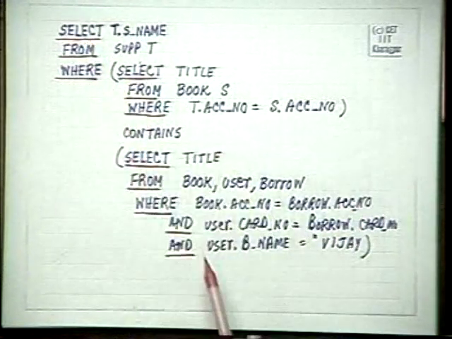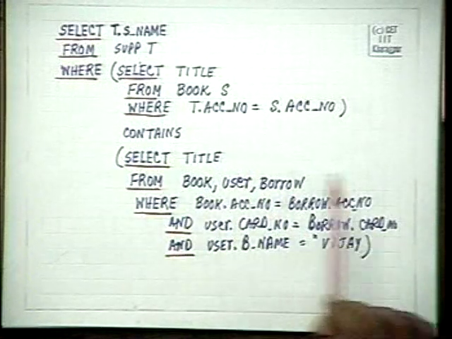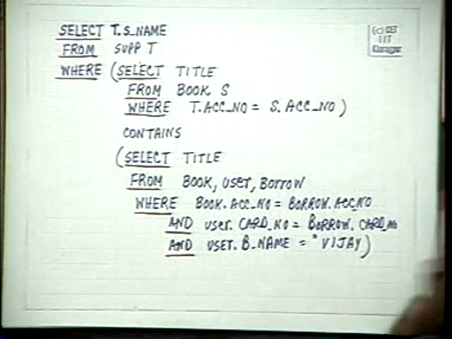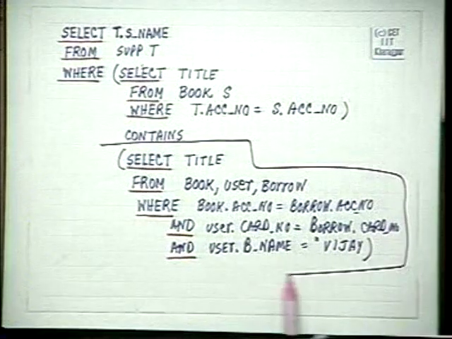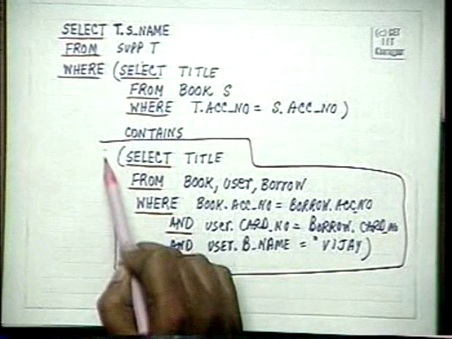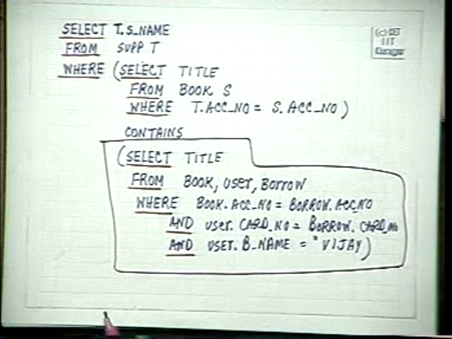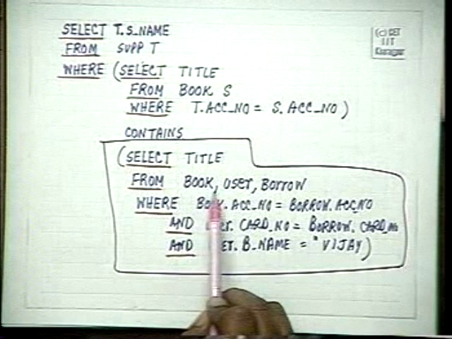The query is a big one, but we will break it up into a few parts, and once we break it up into a few parts we will be able to understand it. Let us see this inside part. First, select title from book user borrow.